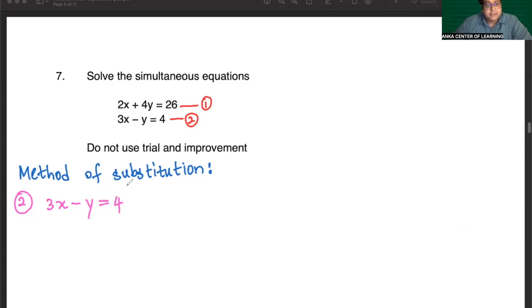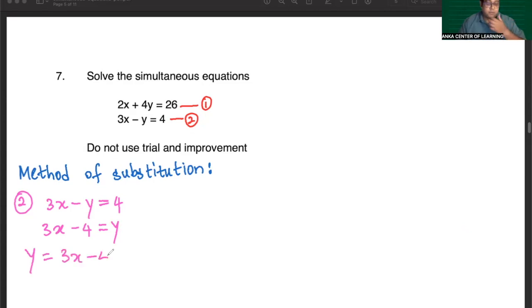If I make y the subject, I simply take negative y to the other side, to the RHS, and plus 4 to the LHS. So what actually happens is, students, you add y to both sides, and then you subtract 4 from both sides. Once you make y the subject, you get y equals 3x minus 4.